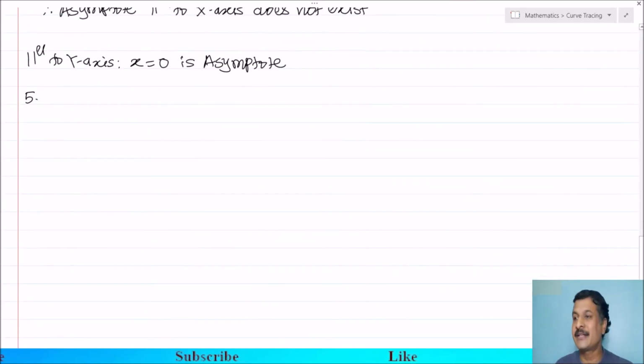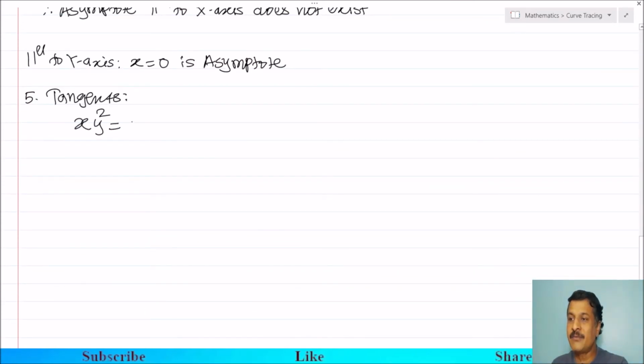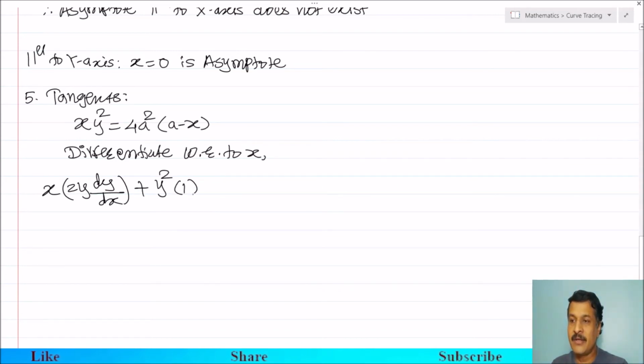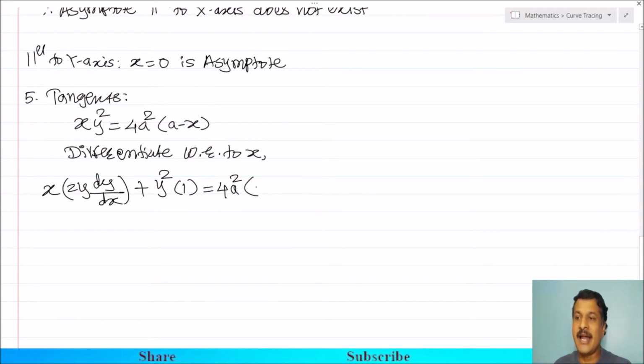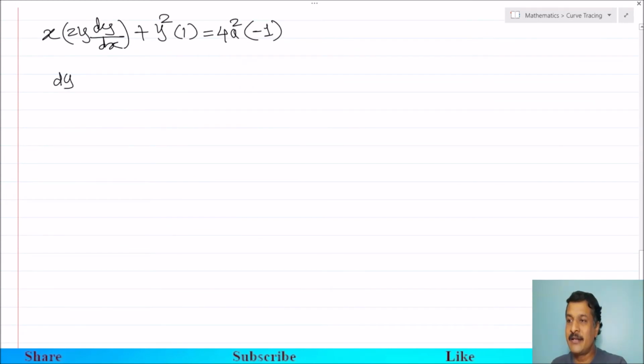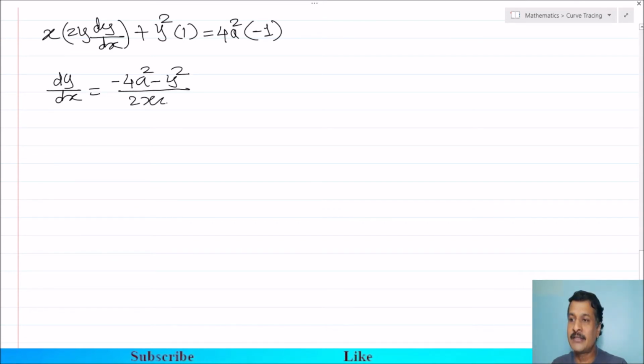So find dy by dx. So what is the equation? x y square equal to 4a square into (a minus x). So differentiate with respect to x. So we'll get first constant, derivative of second, plus second constant, derivative of first, means here the u into v rule, equal to 4a square constant and derivative of a minus x is minus 1. Now what about dy by dx? So you find dy by dx. So I am getting here dy by dx equal to minus (4a square minus y square) upon 2xy.